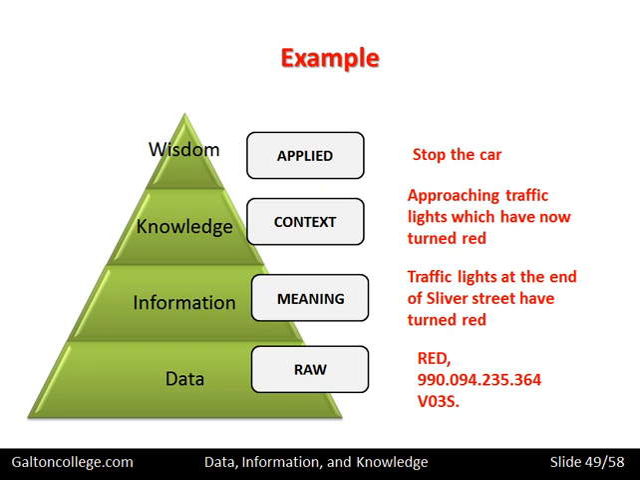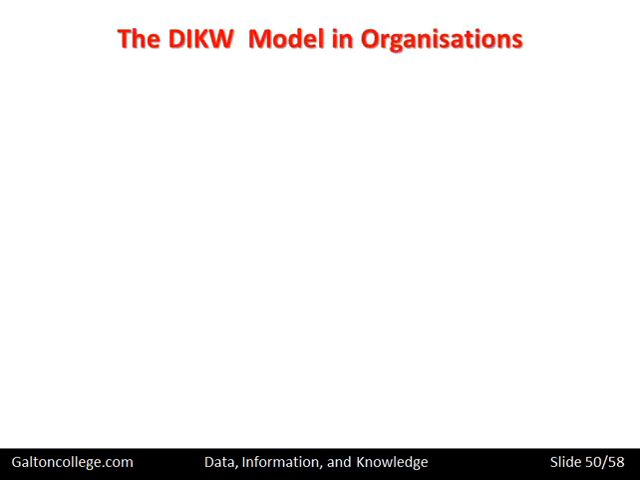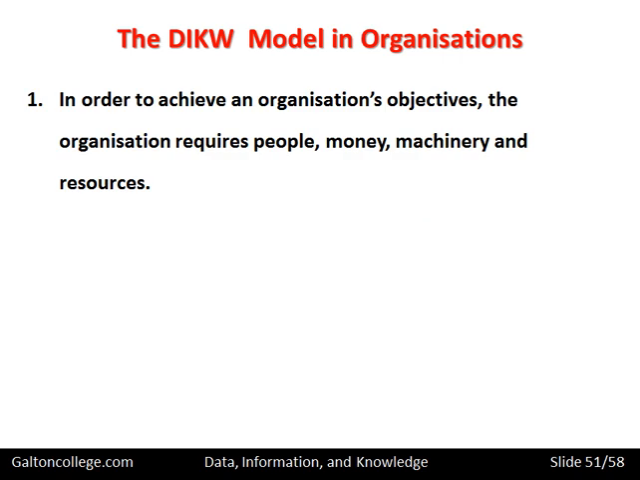So now we have our full model, DIKW. And that's how the full model looks like. Now in organizations, in order to achieve an organization's objectives, the organization requires people, money, machinery and resources.